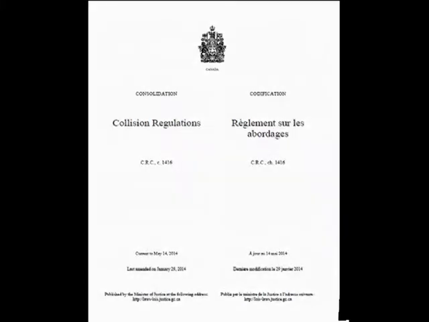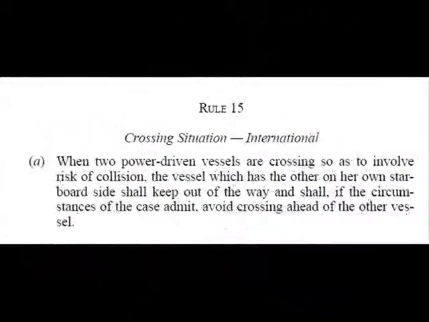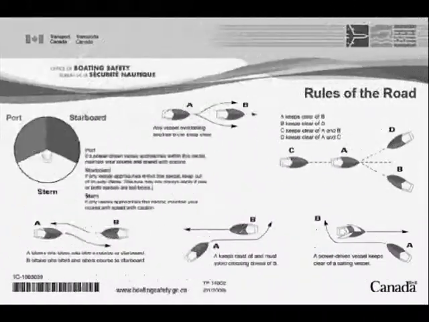The collision regulations is a big document with lots of rules that govern the conduct of vessels at sea, and it includes a rule for crossing situations. So it says any power-driven vessel that has another power-driven vessel approaching from her starboard-hand side shall give way. Keep out of the way of that vessel. That's not a very visual way of looking at it.